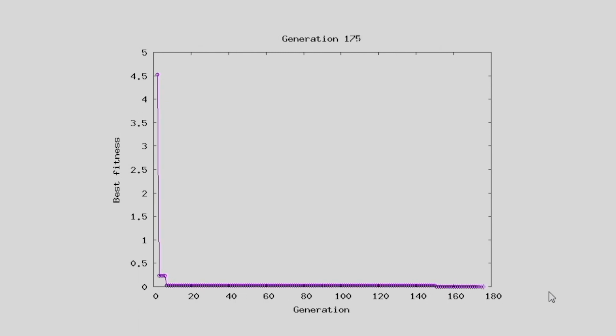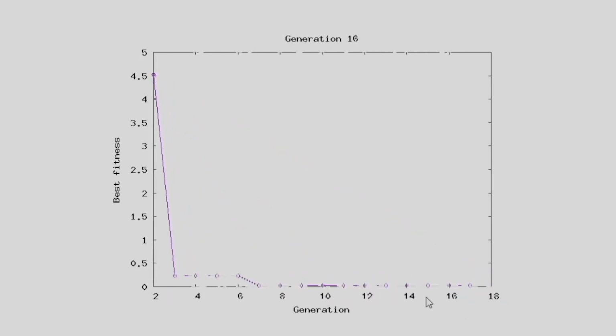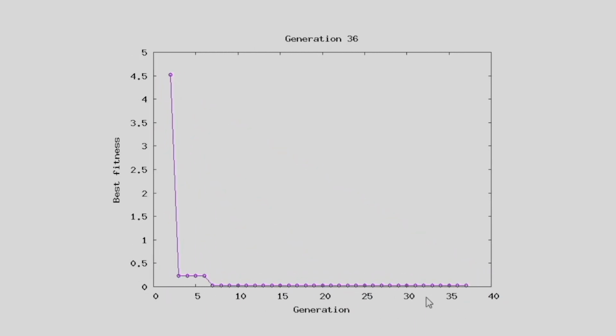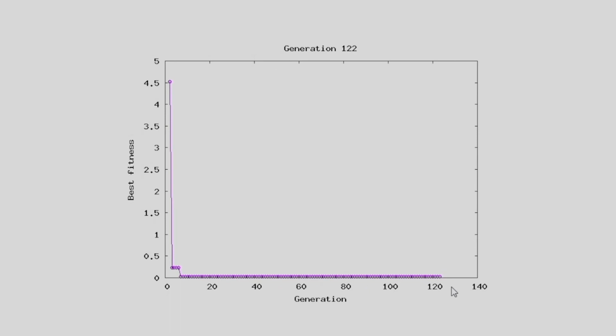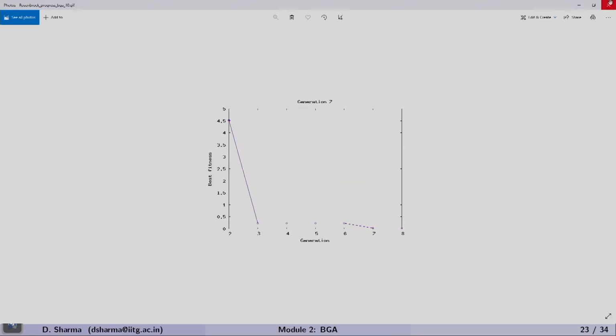The other solutions are improving. Somewhere at 150 generation, there was an improvement in the fitness. So let us see one more time. Close to 150, we will see a little improvement. Yes, so here somewhere close to 150, we have a little improvement in the fitness.